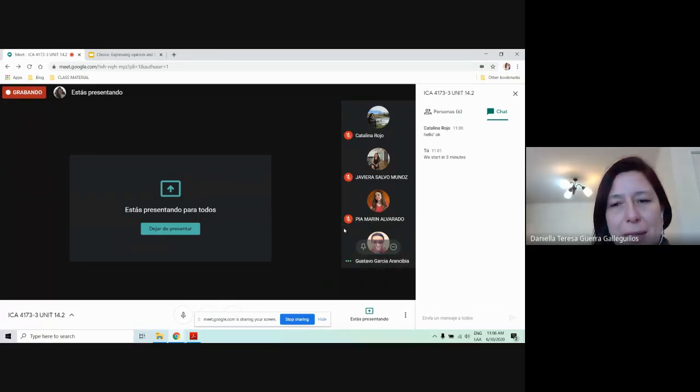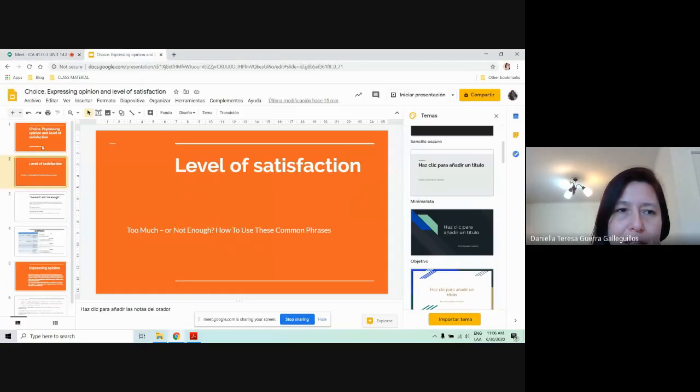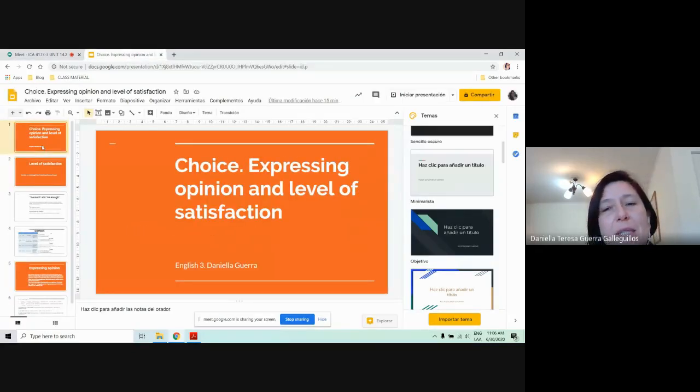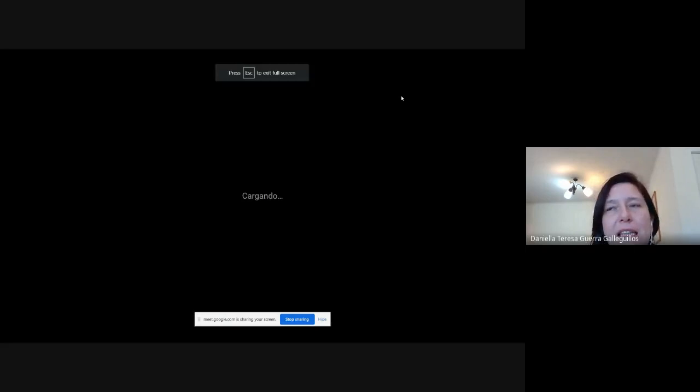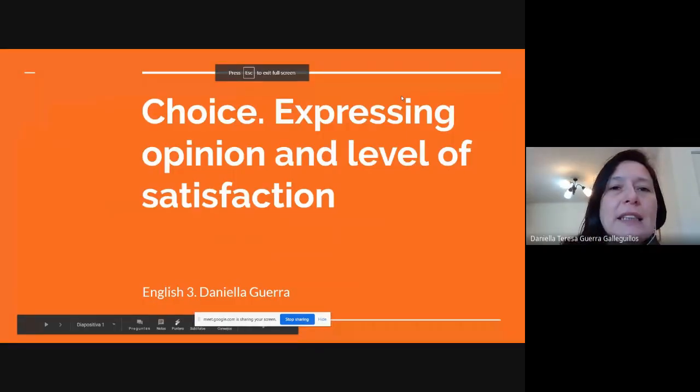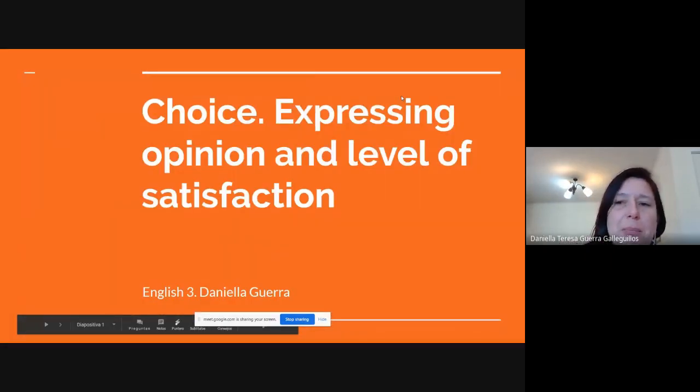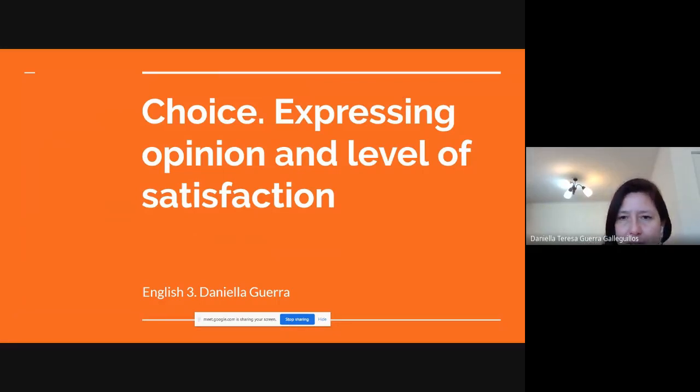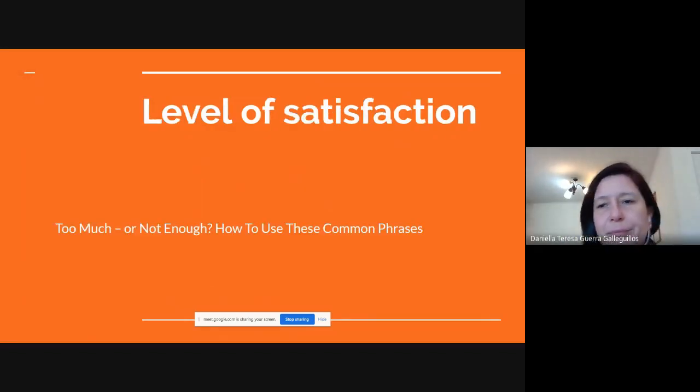I was telling Pia, Javiera, and Catalina that using Aula Virtual, you can see the summary of unit number 13, and that today we start with unit number 14, 14.1, which is about choices, expressing opinion, and level of satisfaction. How are you, Gustavo? Fine. Good to know that you're all doing fine in this cold morning.